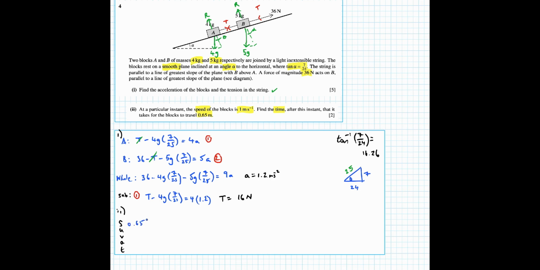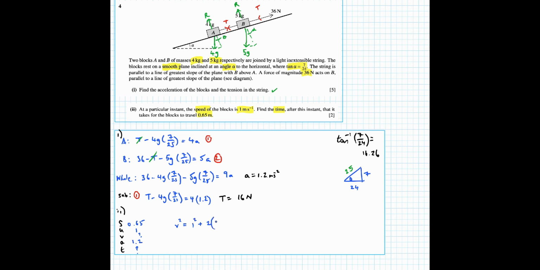So it moved 0.65 meters. Our initial velocity is 1. And our acceleration was 1.2 from the previous part. And we're looking for time. So there are actually 2 ways you could do this. Often there are 2. You're given enough details if there's not too many unknown variables. So we're given S, we've U, we've A, and we've defined T.